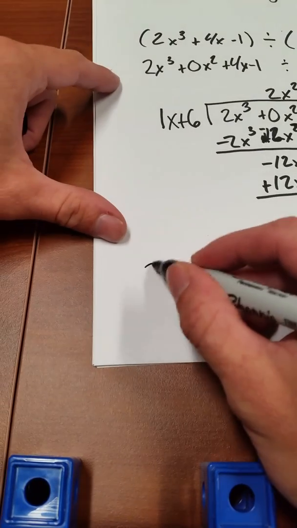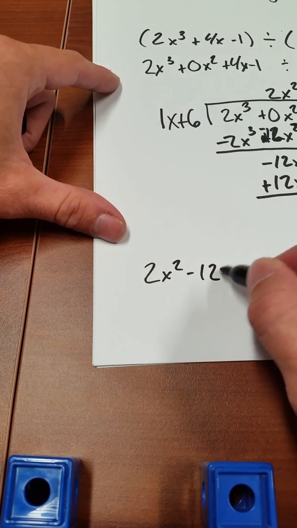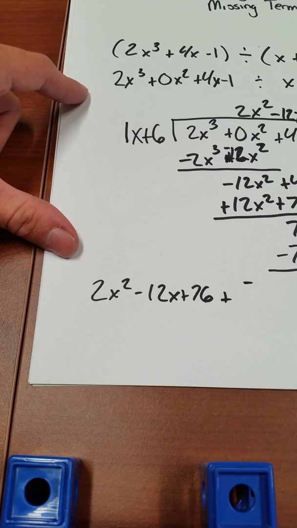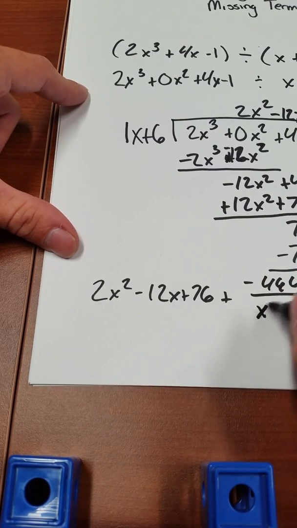Now writing out the solution. So 2x squared minus 12x plus 76 plus -466 over x plus 6.